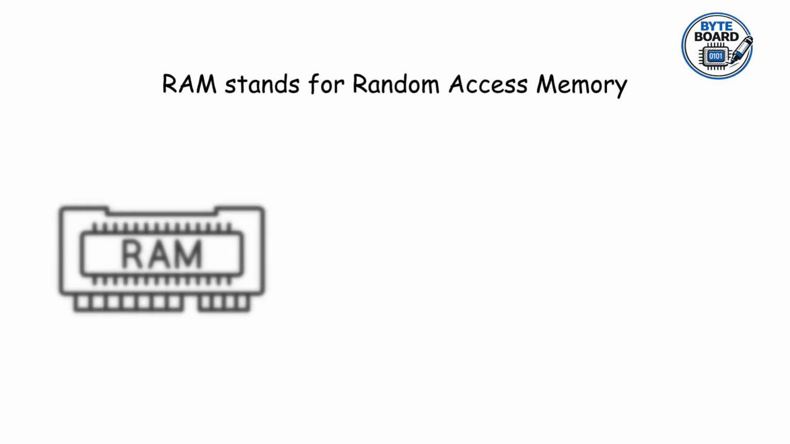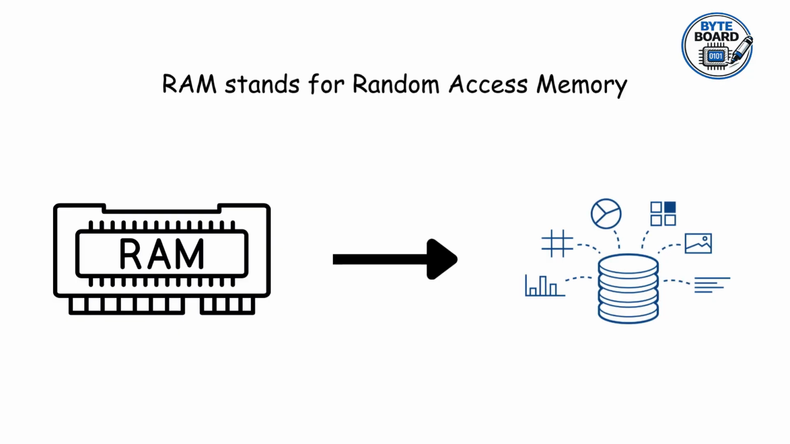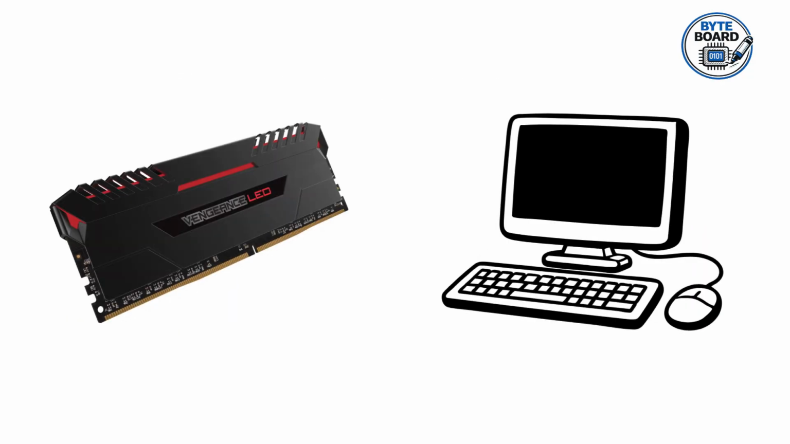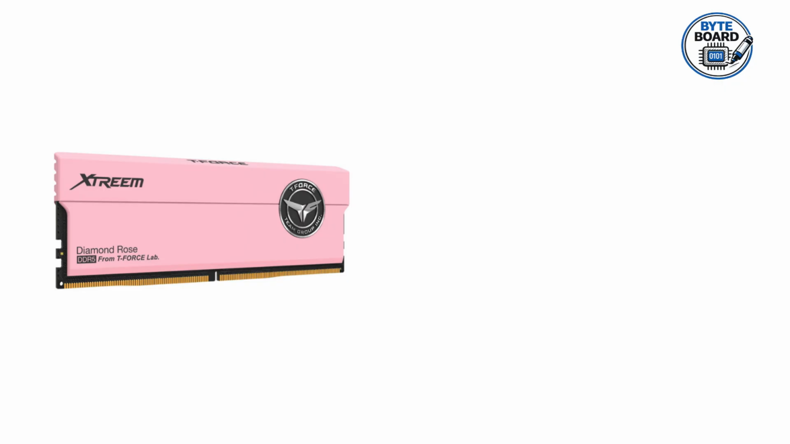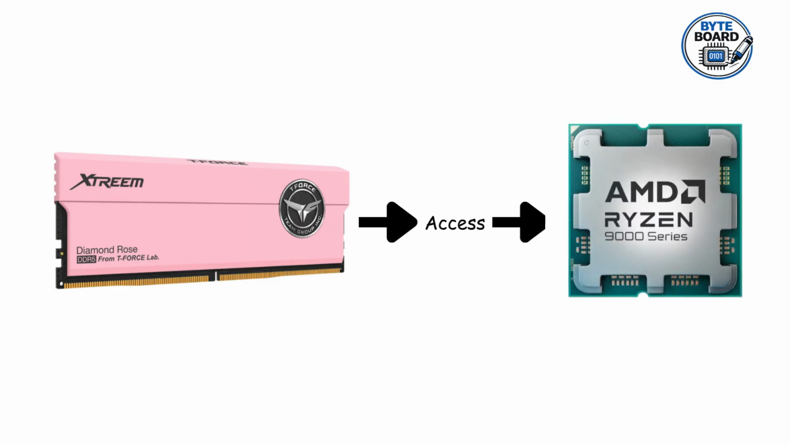What is RAM? RAM stands for Random Access Memory. It is a type of memory that your computer uses to store data temporarily. Think of RAM as your computer's short-term memory. It holds the data that your system is currently using so that it can access it quickly.